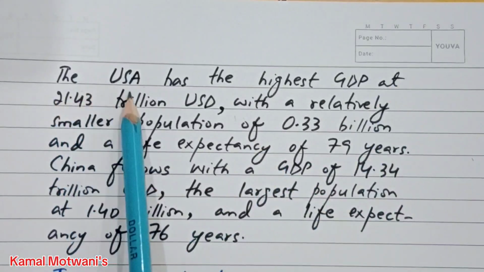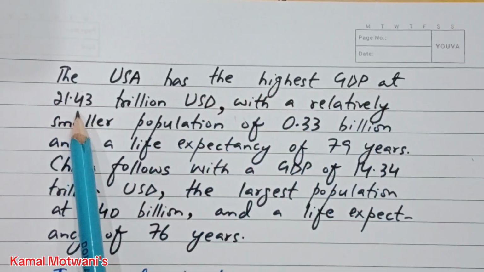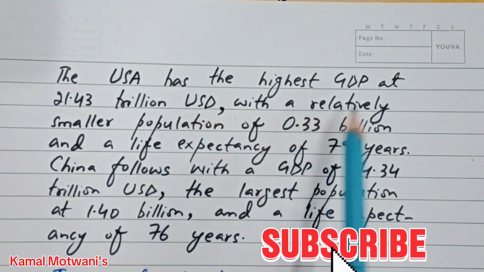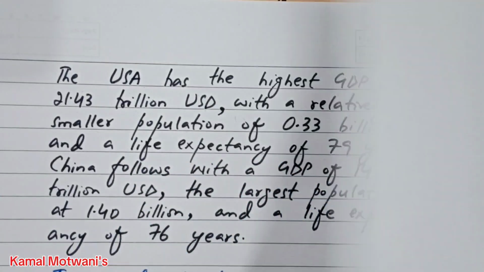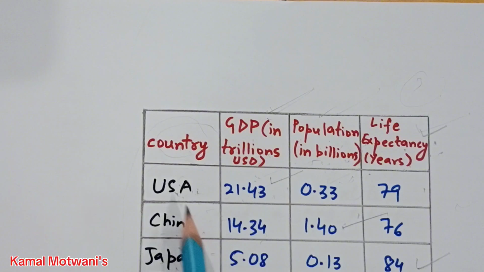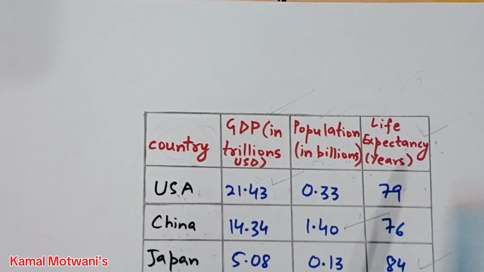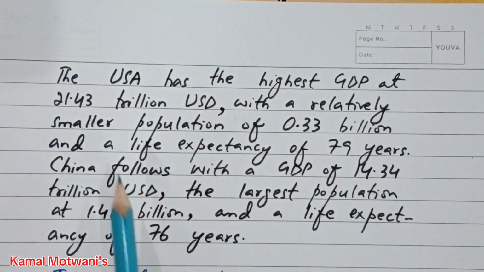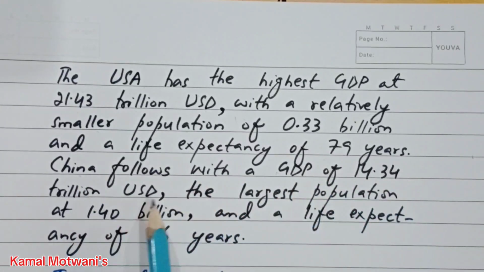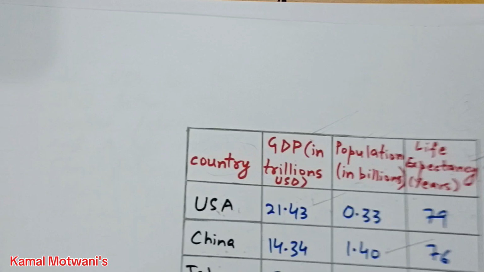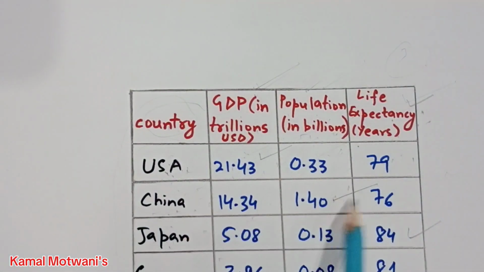The USA has the highest GDP at 21.4 trillion US dollars with a relatively smaller population of 0.33 billion and a life expectancy of 79 years. This is how I have explained USA with all these elements. Let's move ahead. Then I have explained China. China follows with a GDP of 14.34 trillion US dollars, the largest population at 1.40 billion and a life expectancy of 76 years. Then I have explained China with all these factors.